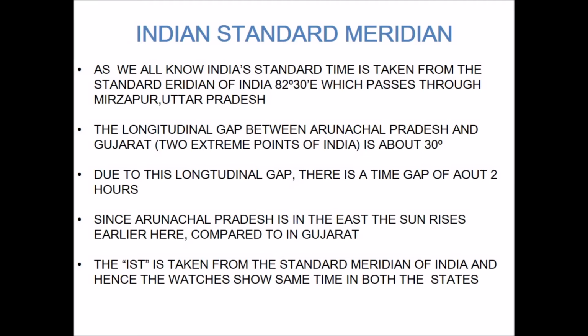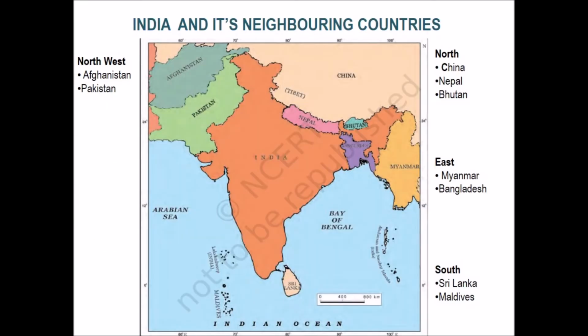You'll be wondering why it is 2 hours. Because moving from one longitude to another takes about 4 minutes. Since there is a 30 degree gap, it takes 2 hours. Since Arunachal Pradesh is in the east, the sun rises earlier here as compared to Gujarat. The Indian Standard Time is taken from the Standard Meridian of India and hence watches show the same time in both of the states.